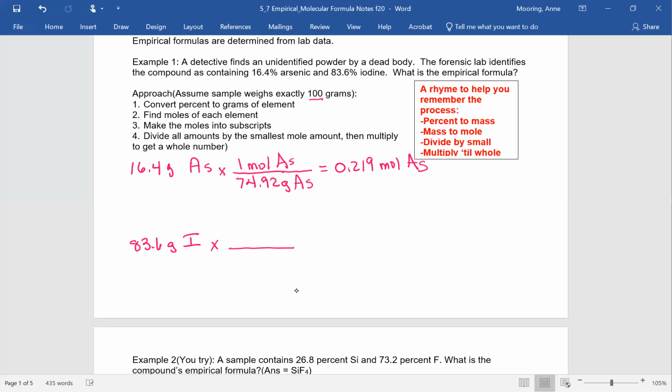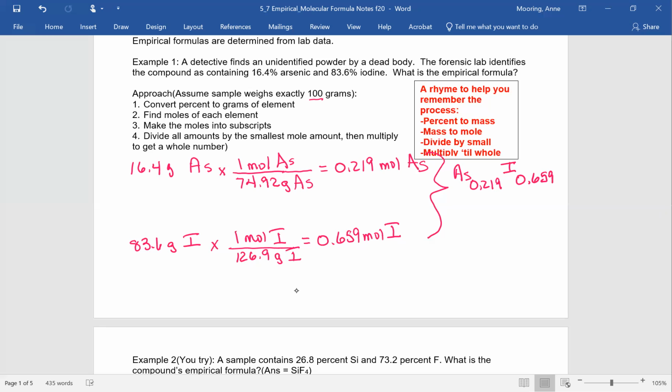Now we're going to do the same thing with the iodine. Iodine has a mass of 126.9 grams for every 1 mole of iodine. That means we have 0.659 moles of iodine. We're going to take these and turn them into subscripts. So we say arsenic 0.219 and iodine 0.659.